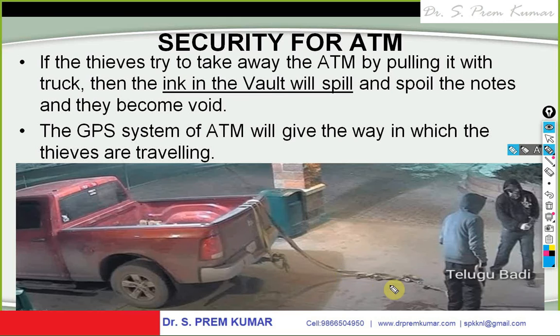Even in this case, whenever the machine is made horizontal, automatically the ink inside gets spilled and all the notes get spoiled. If you tilt the ATM machine, automatically the ink inside the ATM machine will be spilled on all the notes and the notes get damaged. Those notes are in no way useful.